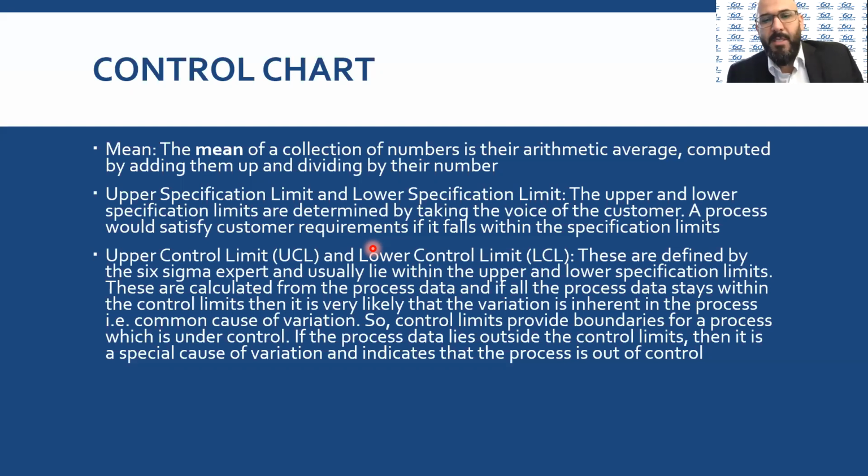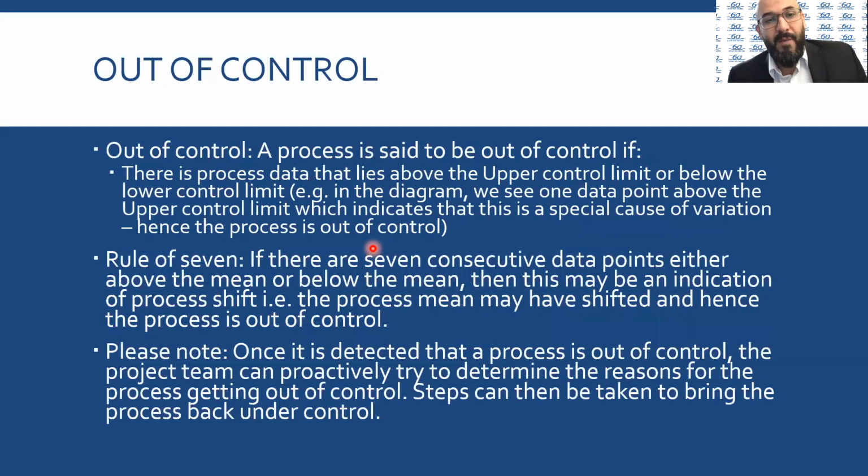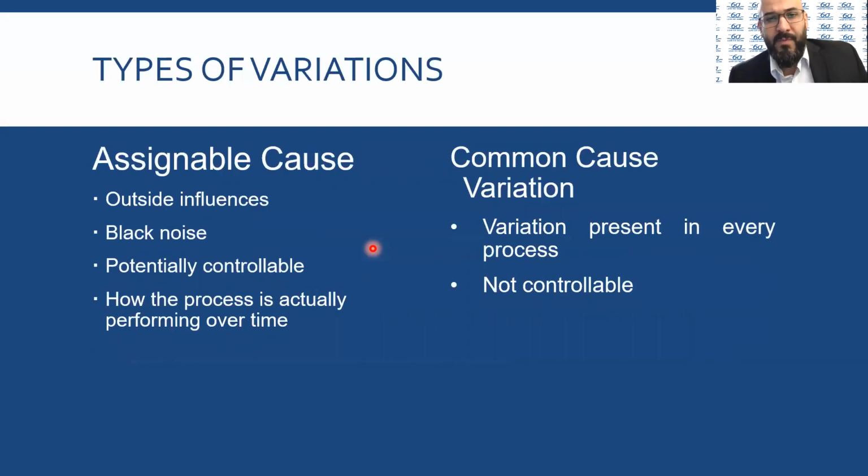It depends on if the process data lies outside the control limits, then it is a special cause variation and indicates that the process is out of control. This reminds me that we have to talk about special cause variation and common cause variation. Assignable cause variation is an outside influence, black noise, potentially controllable, showing how the process is actually performing over time. This is the assignable. Common cause variation is from the nature of the process. Variation present in every process.